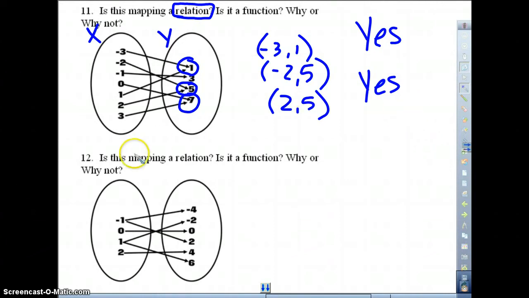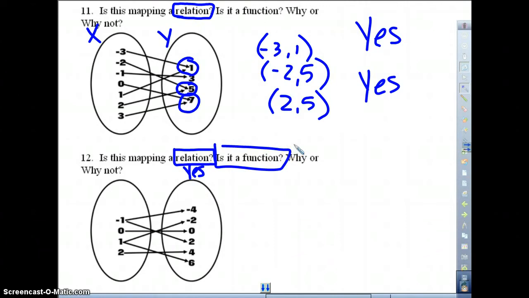Okay? Look at this one down here, number 12. Is this mapping a relation? Yes, why? Because there's ordered pairs. Because I could write ordered pairs. Yes, it is a relation. So that's definitely yes. Because I can write ordered pairs. Is it a function? No. Why not? Because there's more than one function per number.